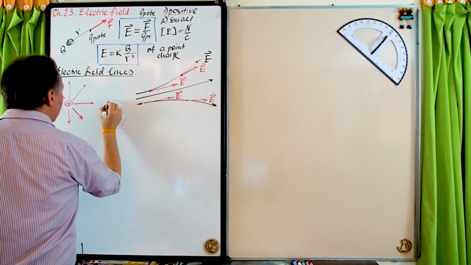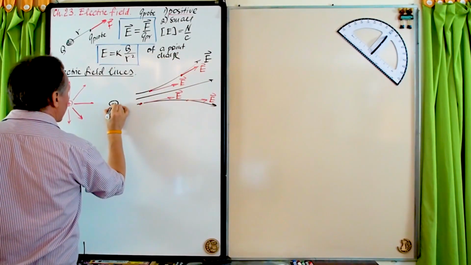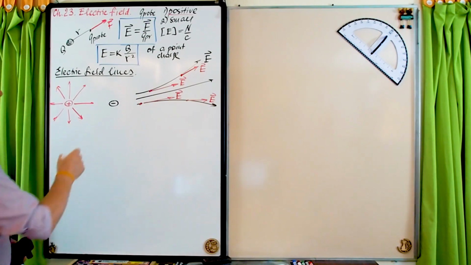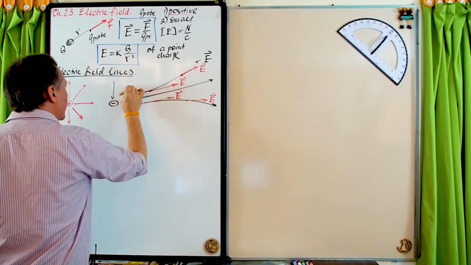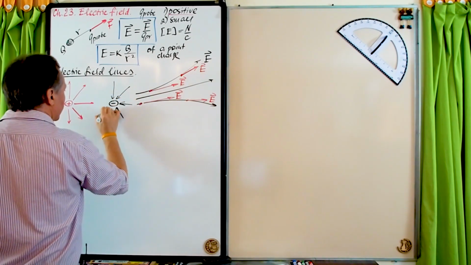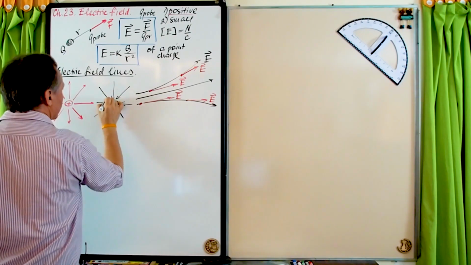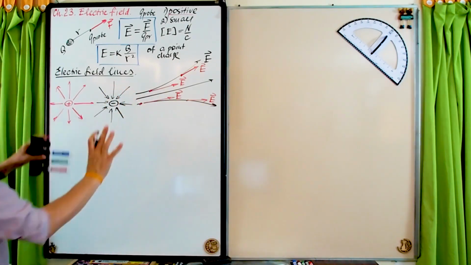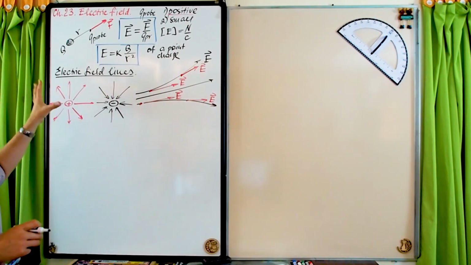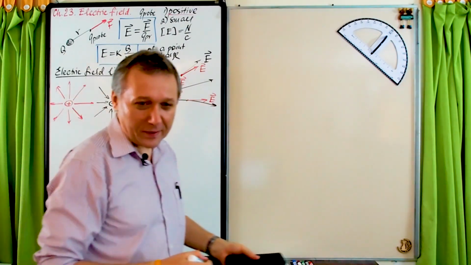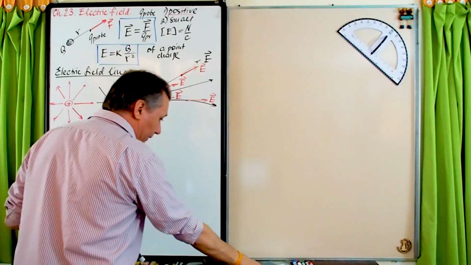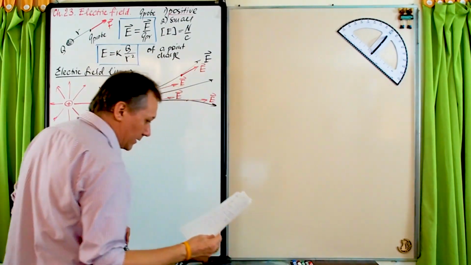And if here, let's say we have a negative charge, which creates an electric field, then of course electric field lines will point towards it. Again, you must understand that this is a separate system, this is a separate system, and this is a separate system, right? They're not connected. Okay, so that's what I wanted to say about the electric field lines. And what's next?